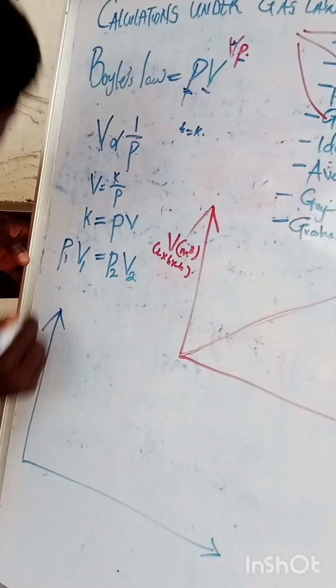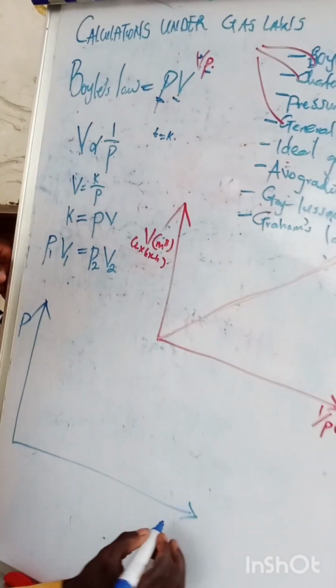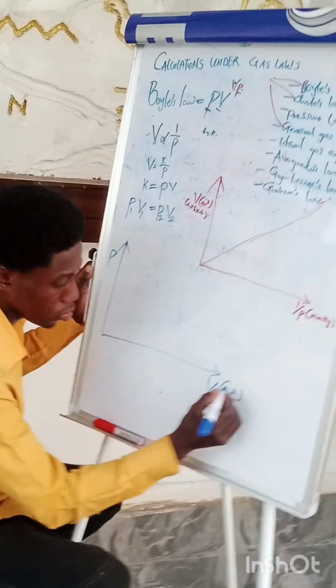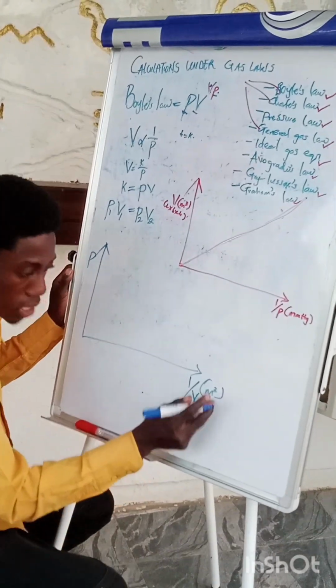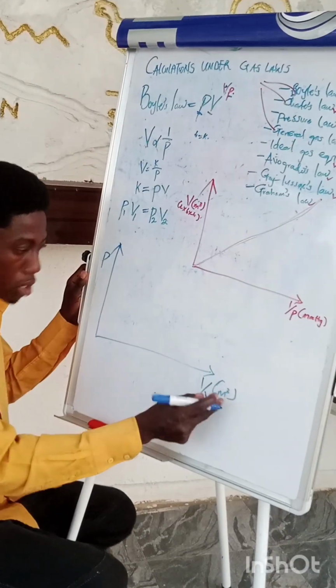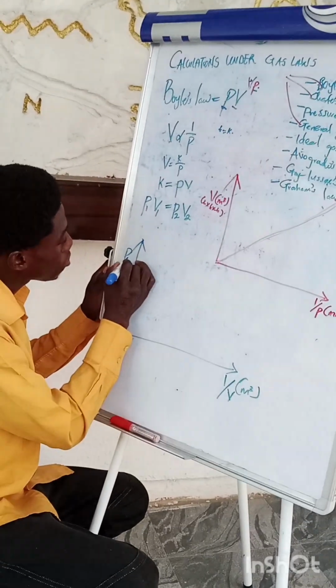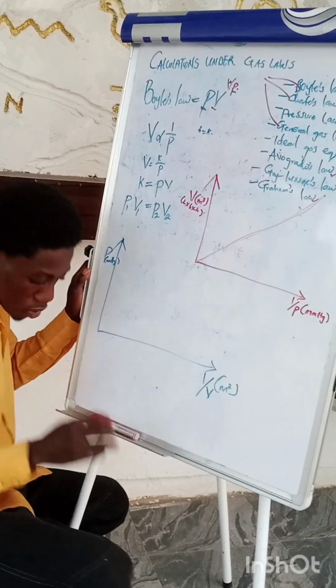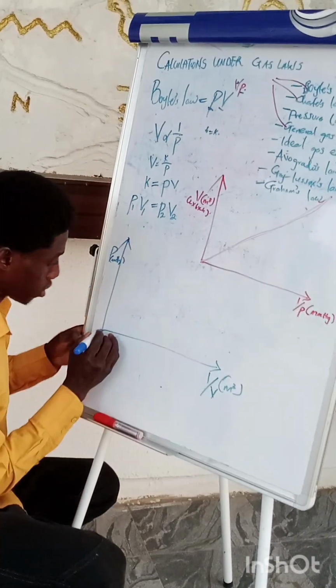Then if your P is here, then you have your 1/V here. This one will be in meter cube. It can be in centimeter cube, but the standard, accepted one is meter cube. Then here you have your millimeter mercury. Then the graph too will still be this type also.